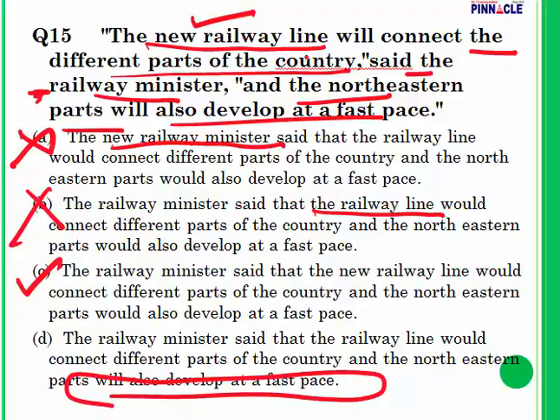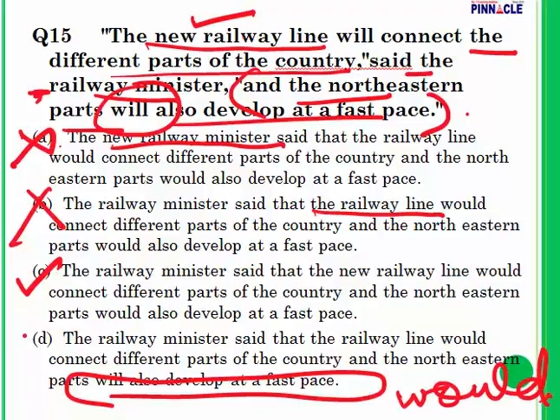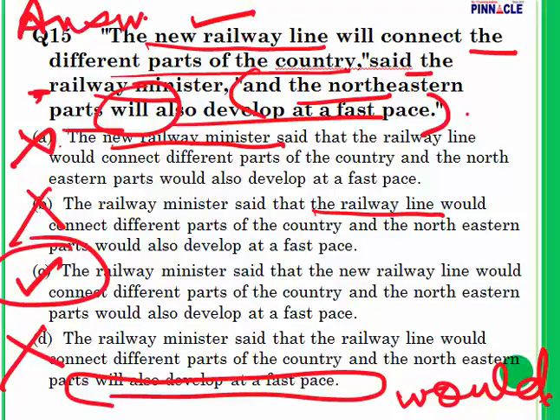Now, here the northeastern parts will also develop at a fast pace. Will has to change to would in the past tense in indirect speech, and that has not been changed. So due to this will, this also gets eliminated. What are we left with? We are left with option C. So my answer is C.